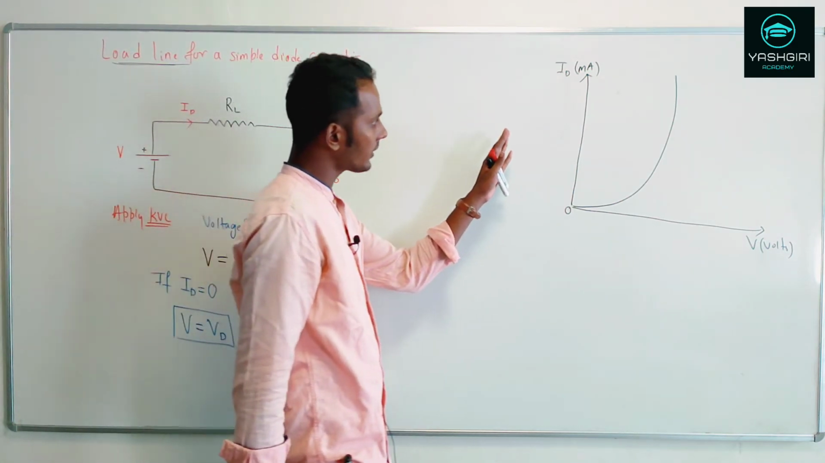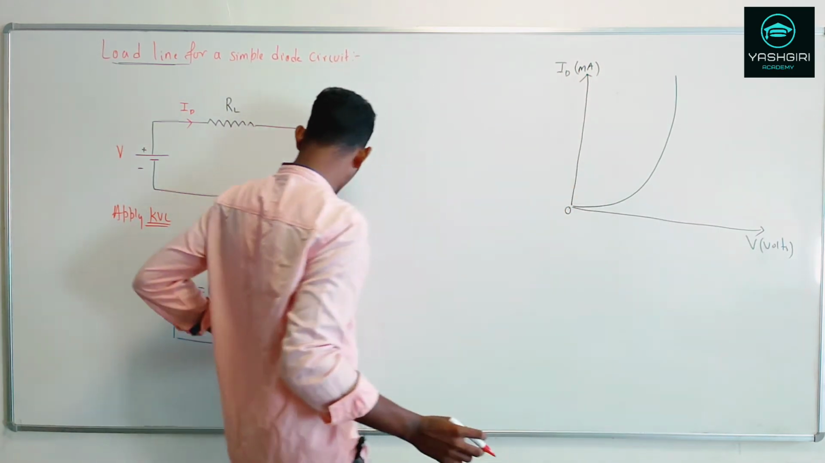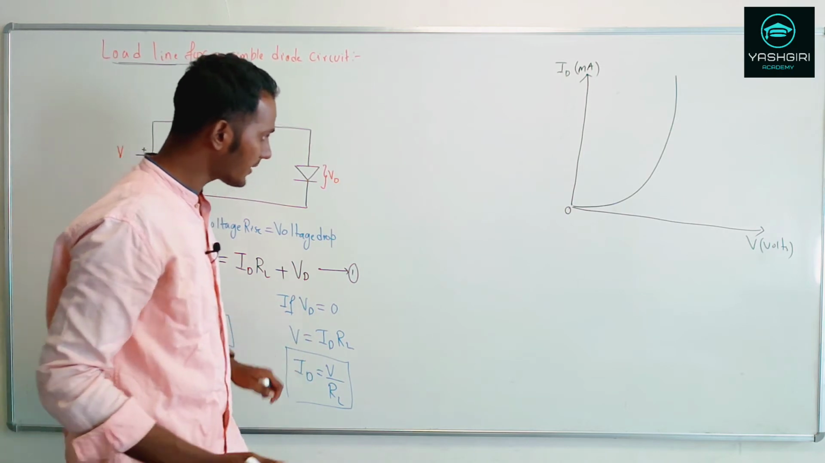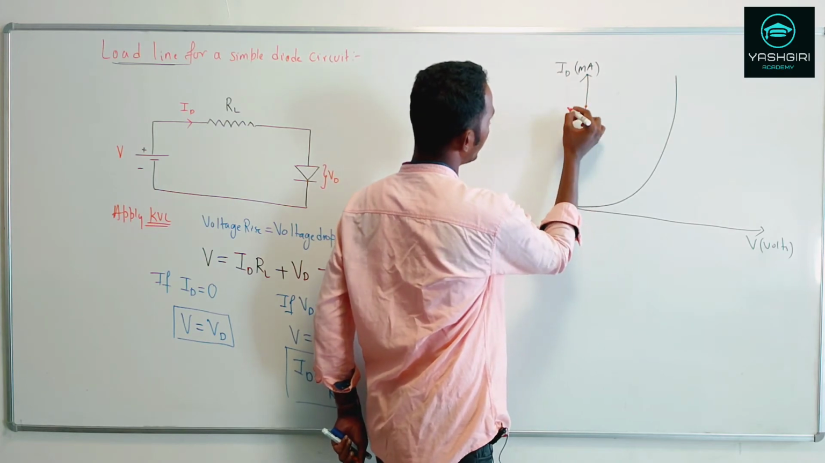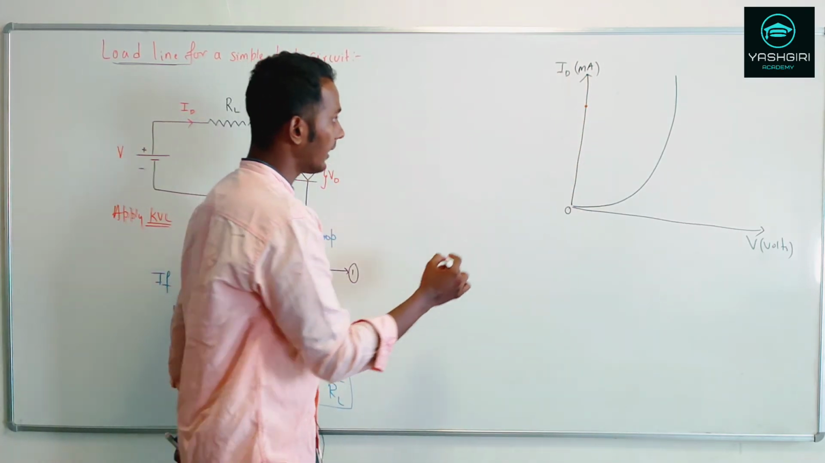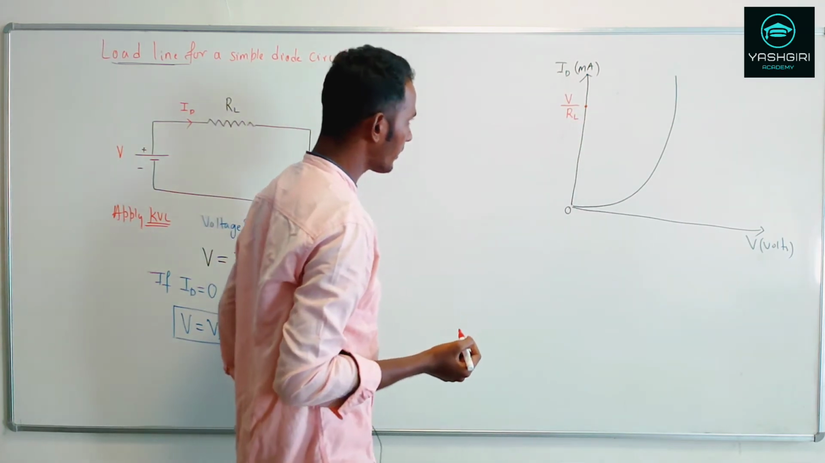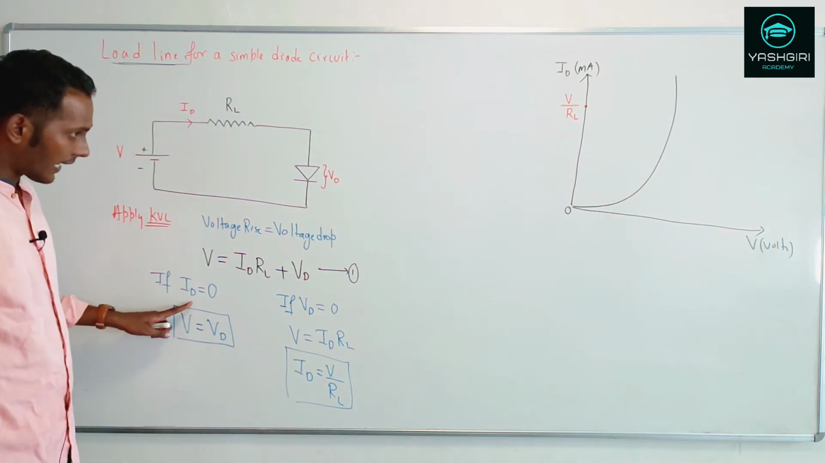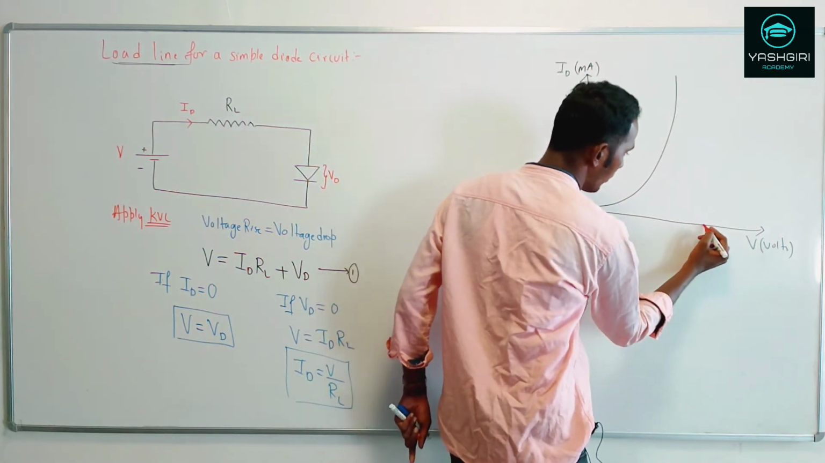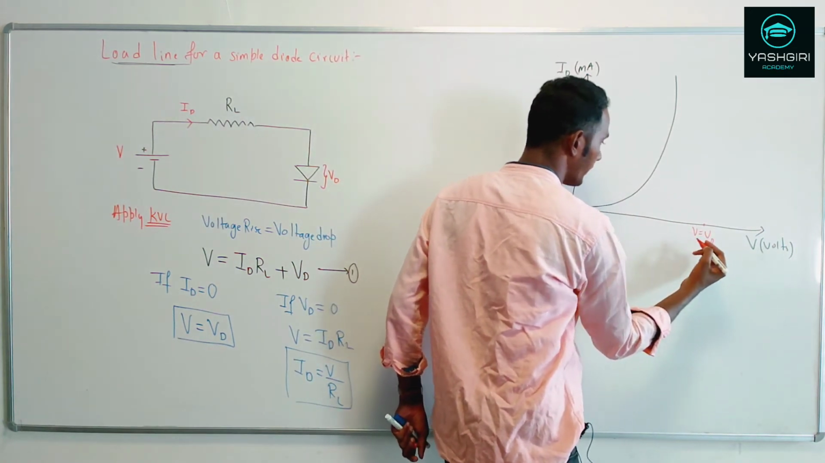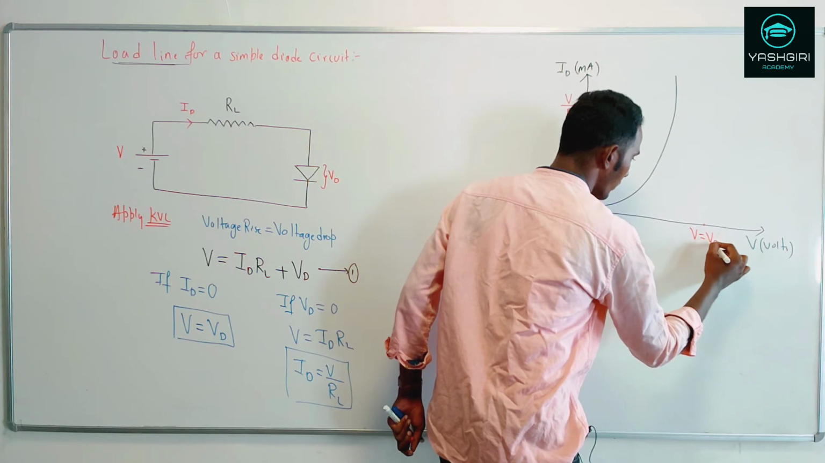Now if I try to plot the same points on this graph, suppose this is the first, VD is 0, ID is equal to V by RL, my V is equal to 0. So here what I get is this point, that is V by RL. That's the one point. Whereas the second point, ID is 0 and V is equal to VD.